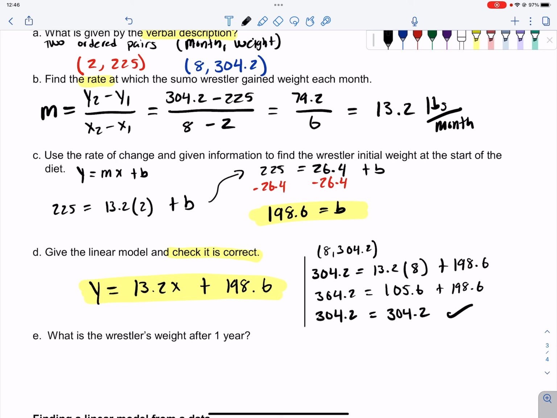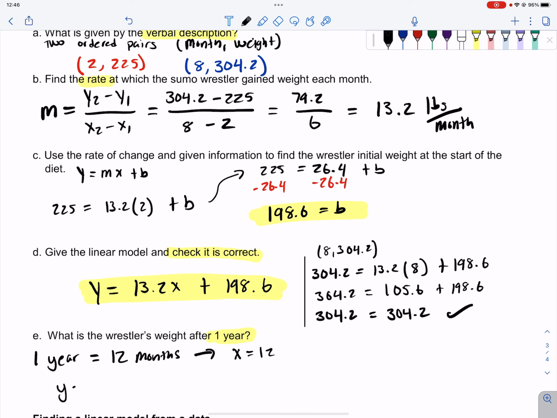And then our last question that we want to answer here is, what is the wrestler's weight after 1 year? With this, we want to be a bit careful because our x is in months. So I don't want to just put in 1 for x, because 1 year is not the same thing as 1 month. 1 year is equal to 12 months, which means I want to replace x with 12 in our equation.